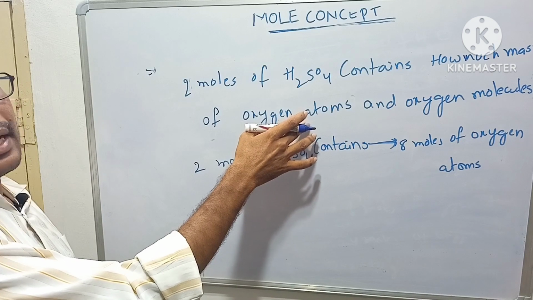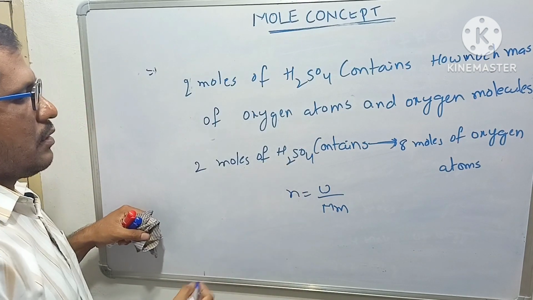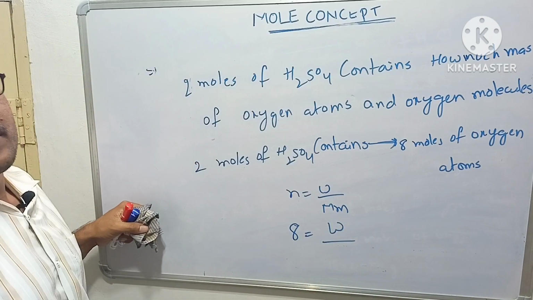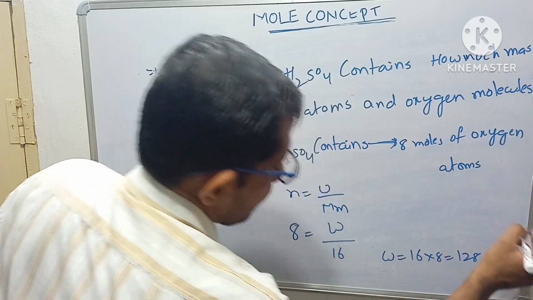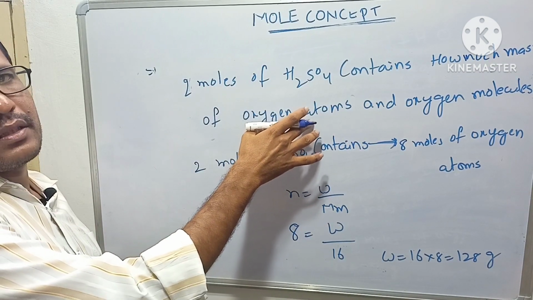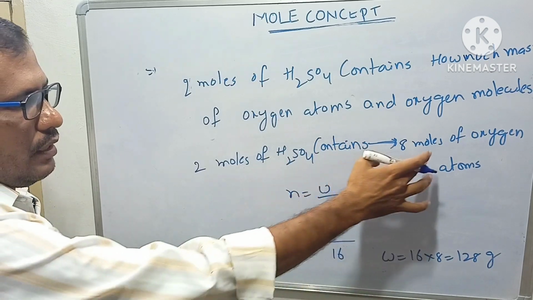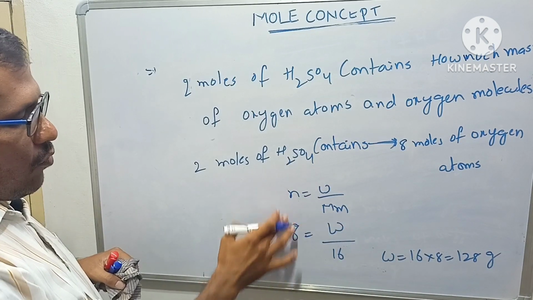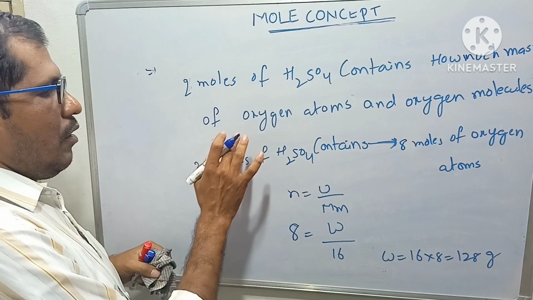But in the question he asked us to calculate the mass. So what is the formula we have? Moles equal to weight by molar mass, right? Substitute the moles of oxygen, it is 8, W by the molar mass of oxygen atom, 16. If you calculate 16 into 8, 128 grams is coming, right? I repeat. He has given the moles and asked us to calculate the mass of the oxygen atoms and molecules. As we know, 2 moles of H2SO4 contain 8 moles of oxygen atoms. Now we need to convert the moles into mass. So moles 8, W by 16, if you calculate, 128 grams is coming.